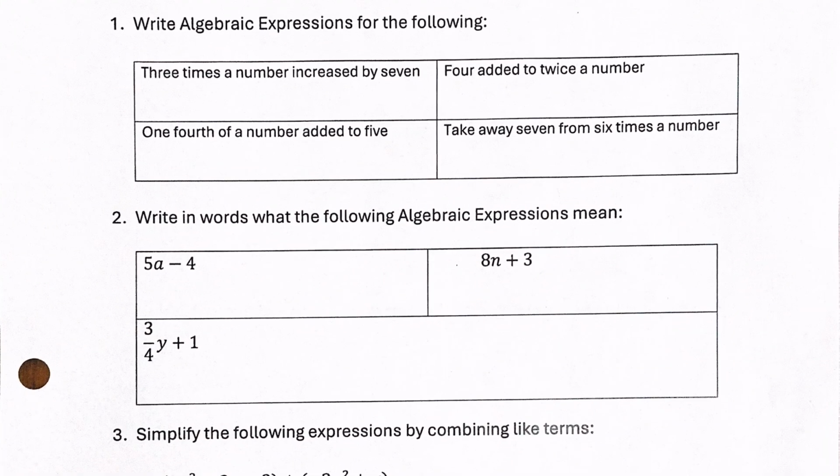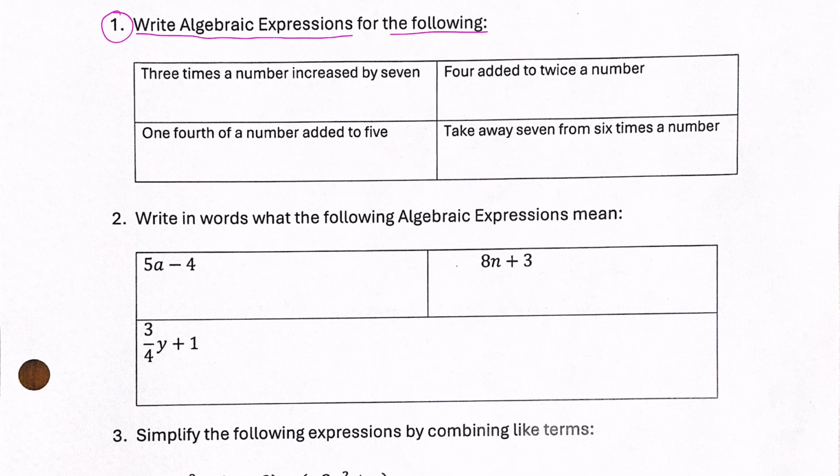Okay, folks, so let's get started with question number 1. Whenever you're given a question, read the instructions carefully. It says here, write algebraic expressions for the following. So for this type of question, you're going from English to math. Let's read the question carefully. This is 1A. We'll call this 1B, 1C, and 1D.